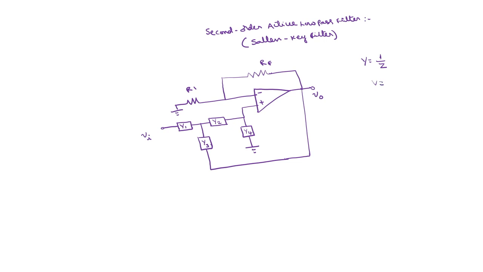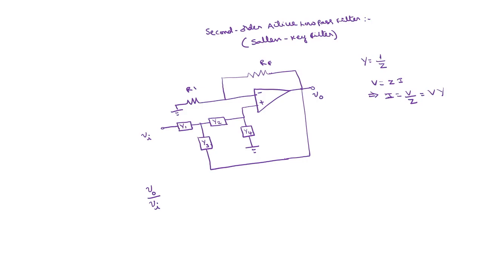We know that V is equal to ZI, or I is equal to V by Z, or V into Y. So, if you want to write the expression for the current, you have to multiply the admittance with the voltage. Here I am going to derive the expression for V0 by VI in terms of the Laplace variable S. First I will derive it in terms of Y1, Y2, Y3, Y4, later I will replace these with resistances and capacitances. Let us call this node A and the voltage here VA.